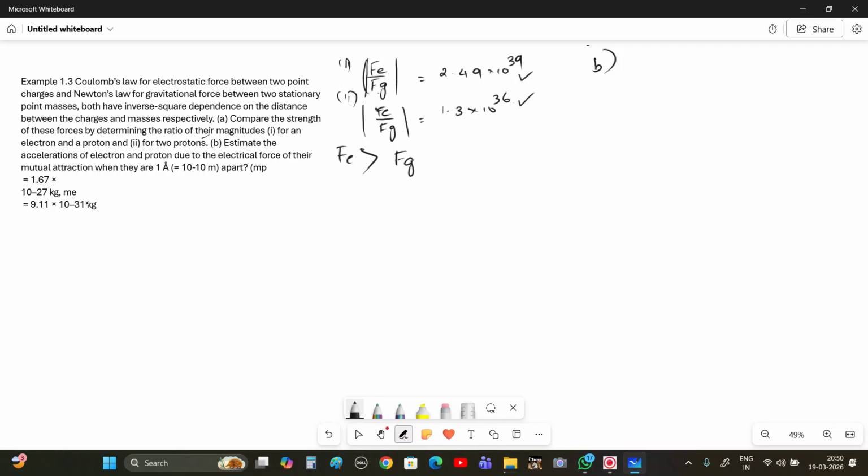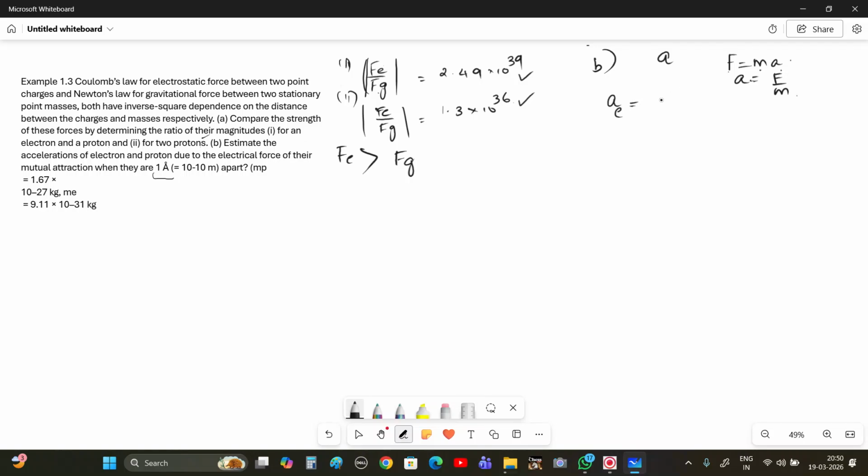In the B part they are asking: estimate the acceleration of the electron and proton due to the electrical force of their mutual attraction when they are 1 angstrom, which means 10 raised to minus 10 meter, apart. So they are asking you to find acceleration from Newton's law of motion. You know F is equal to ma, where F is the force, m is the mass of the body, and a is the acceleration. So a is equal to F by m. In the question they are asking for the acceleration of the electron and also of the proton. First we can find the acceleration of the electron.